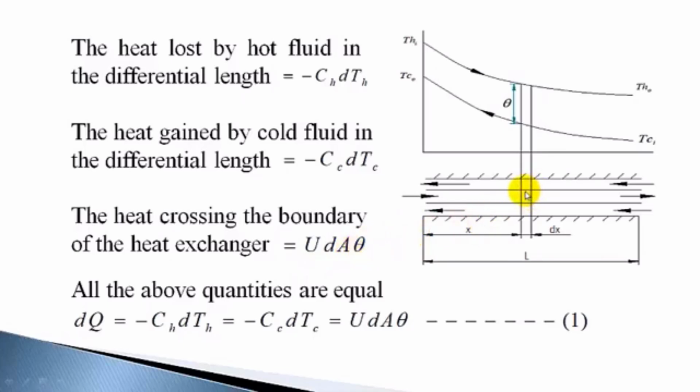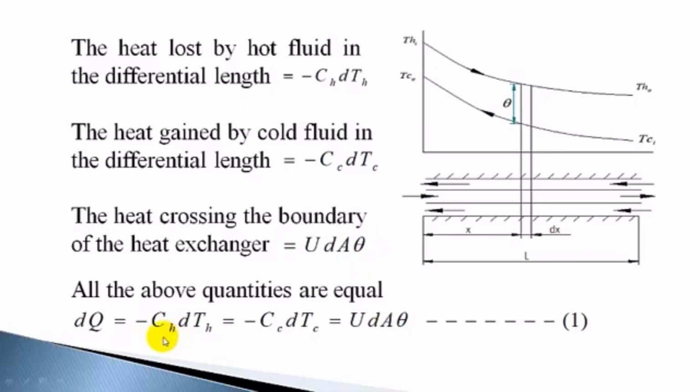For this element, the area you should take is the differential area dA, and the temperature difference here is theta between the hot and cold fluid. That temperature difference can be taken as more or less constant, because the variation in theta is negligibly small in this differential length. So you can take the heat crossing the boundary as U dA theta. Now all three quantities are equal, and you can equate them.